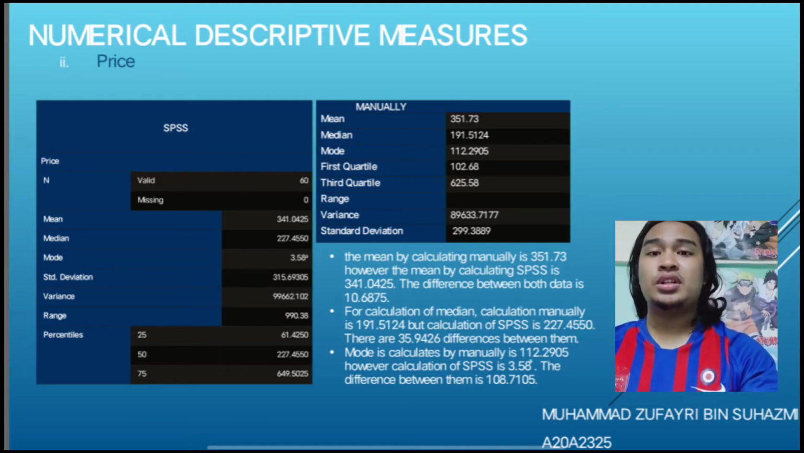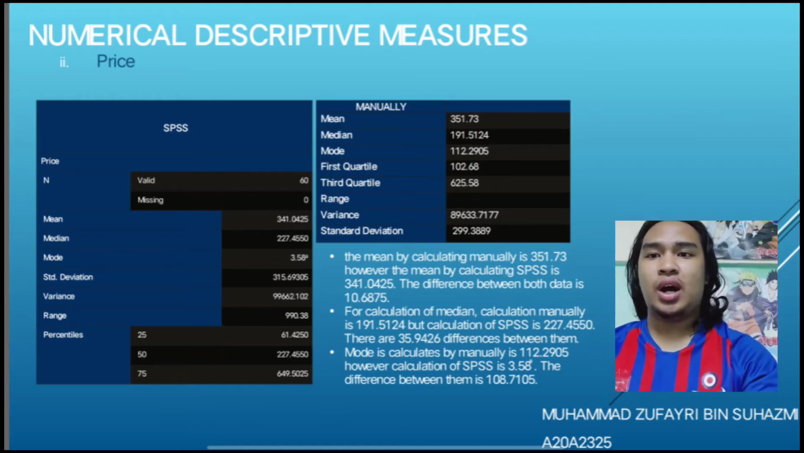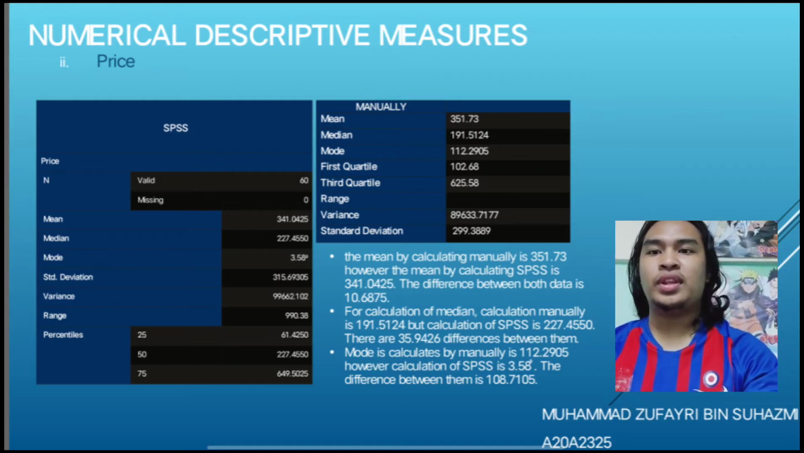Numerical descriptive measures for the price. The mean calculated manually is 351.73. However, the mean calculated by SPSS is 341.0425. The difference between both is 10.6875. For the calculation of the median, the manual calculation is 191.5124, but the calculation by SPSS is 227.4550.